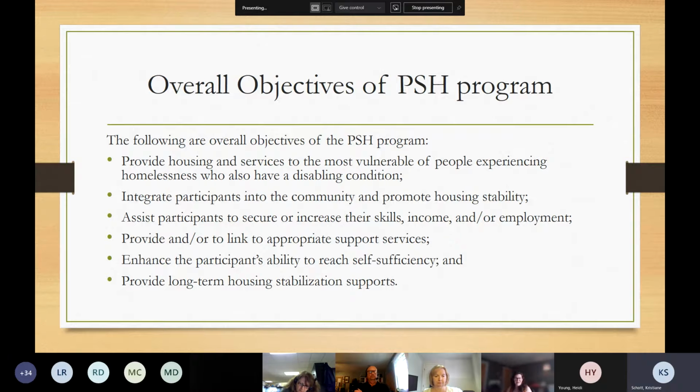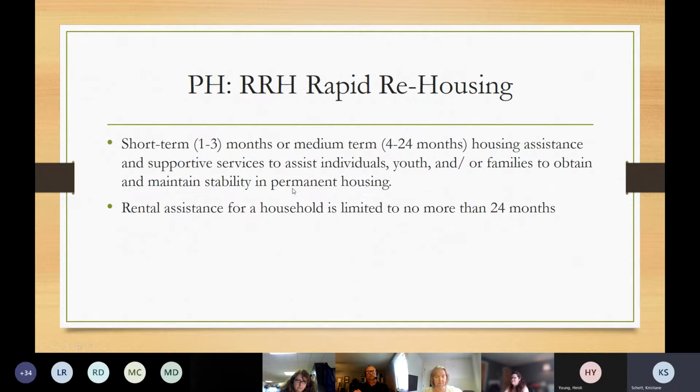It assists participants to secure or increase their skills, income, and employment. It helps to provide links to appropriate supportive services and mainstream services. It helps participants reach self-sufficiency and provide long-term housing stabilization supports. Next, I'm going to talk about permanent housing, rapid rehousing options.